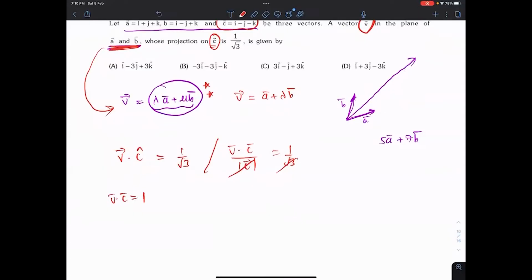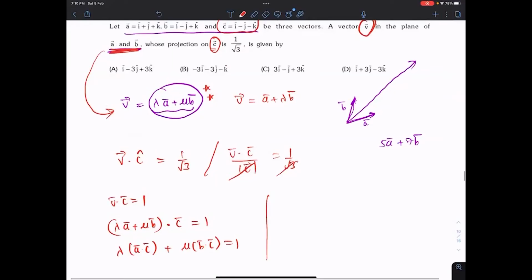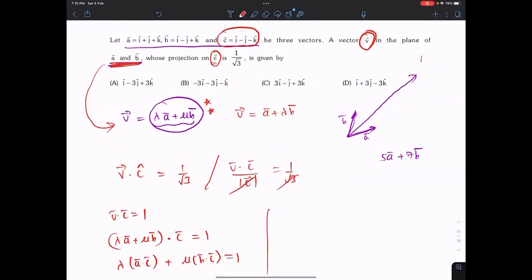Let us write down. What is V bar? Lambda A bar plus mu times B bar, dot C bar must be 1. So lambda times A bar dot C bar plus mu times B bar dot C bar must be 1. So what is A bar dot C bar? If you calculate, 1 minus 1 minus 1, that is minus 1, so minus lambda, plus what is B bar dot C bar? 1 plus 1 minus 1, that is 1, plus mu is equal to 1. So mu is equal to 1 plus lambda.